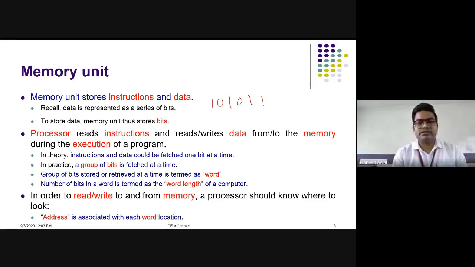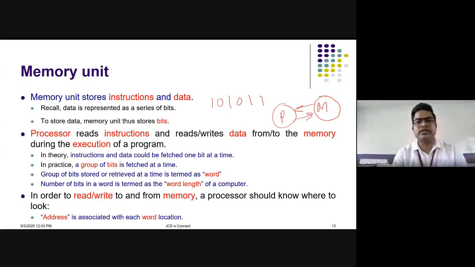So the instructions and data could be fetched one bit at a time. In practice, a group of bits will be fetched. So basically, what we have already discussed in previous classes: this is the memory where we have our data, and this is our processor. From memory to processor, data or instructions will be fetched, it will get processed, and the result will again go back to the memory, like that we have discussed.